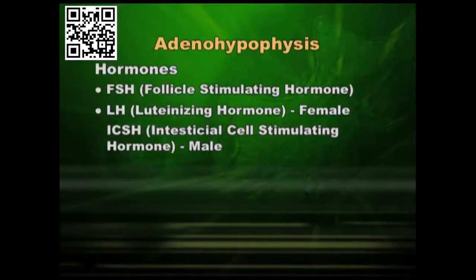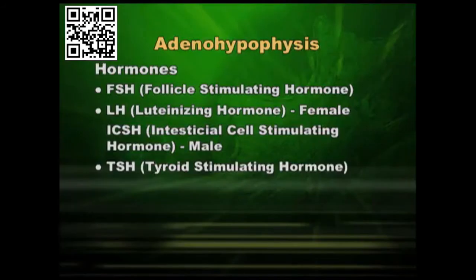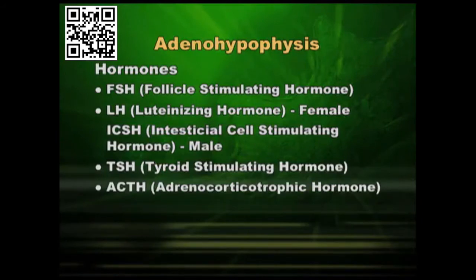The third hormone from the anterior pituitary is TSH, thyroid stimulating hormone, which will act on the thyroid and will make the thyroid secrete thyroid hormones. The fourth one to name is ACTH, adrenocorticotrophic hormone. This hormone from the anterior pituitary will act on the adrenal cortex, not on the adrenal medulla.